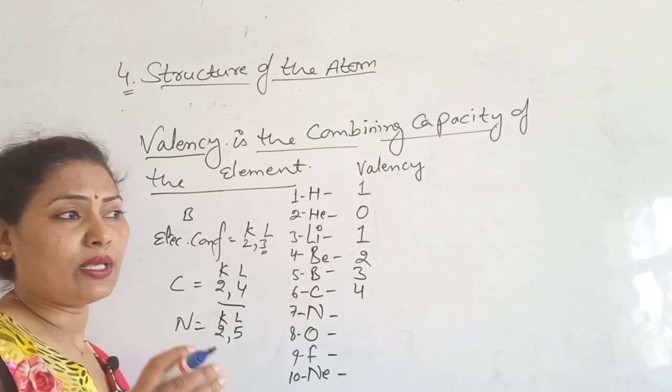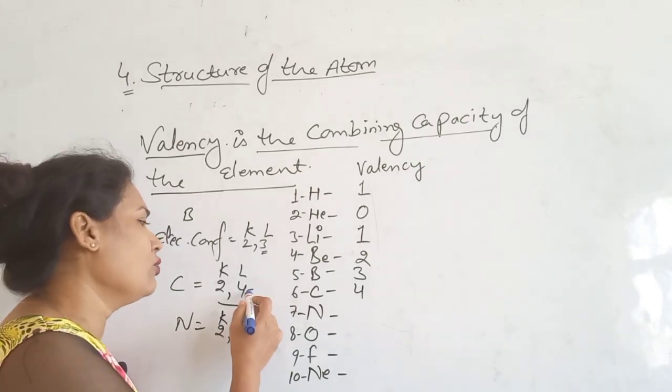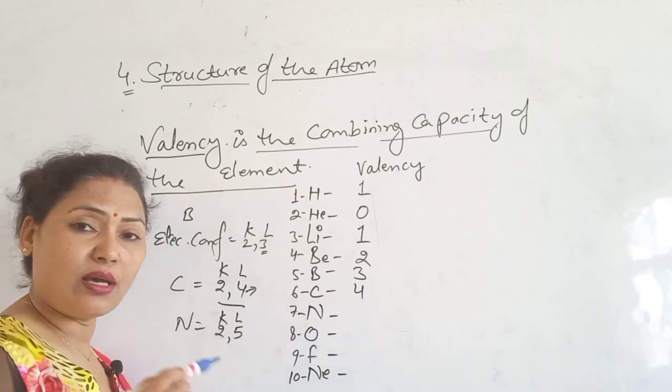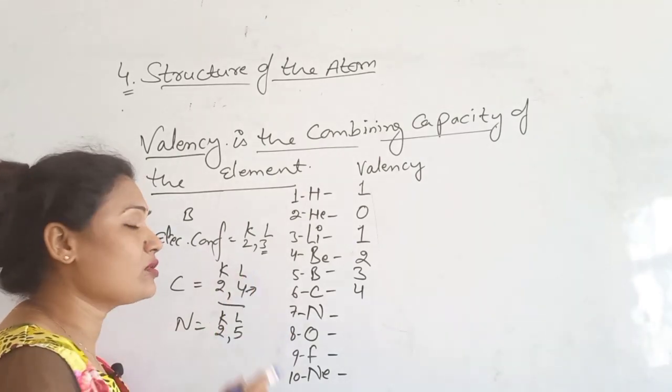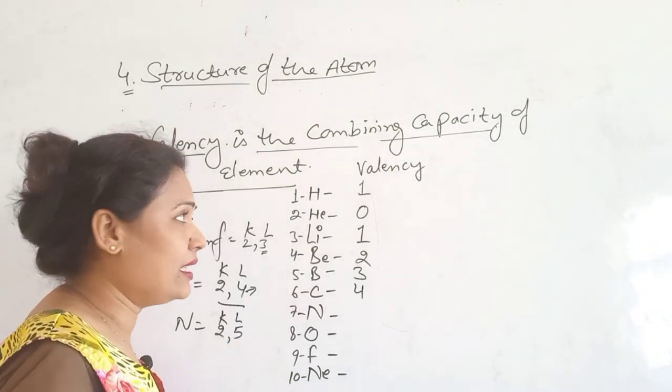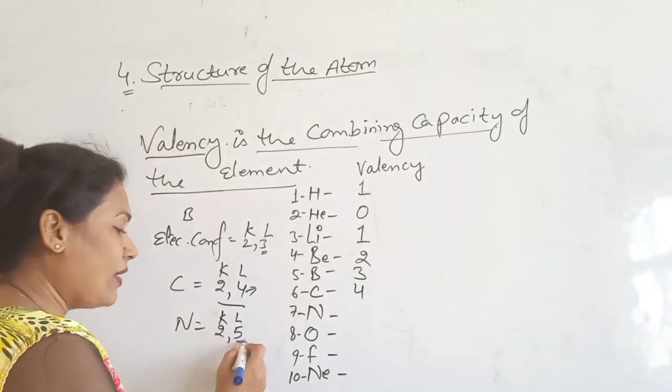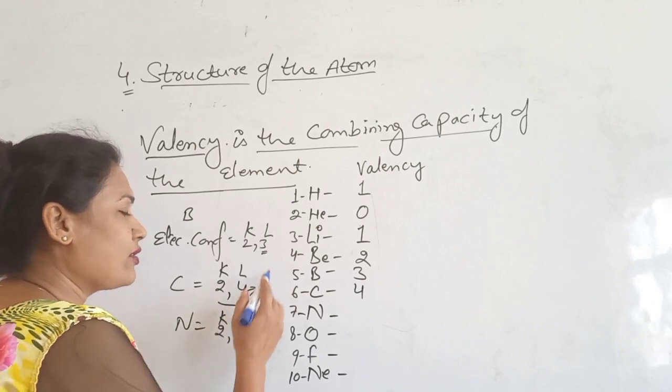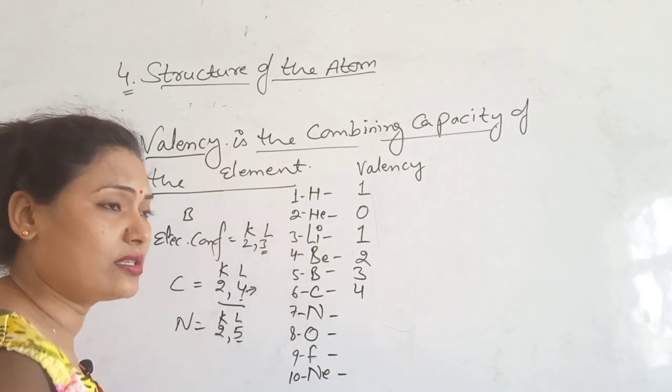Now this is the valence electron. The number of electrons present in the outermost shell is known as valence electron. Okay, so 5 is the valence electron here, 4 is the valence electron here, 3 is the valence electron here.